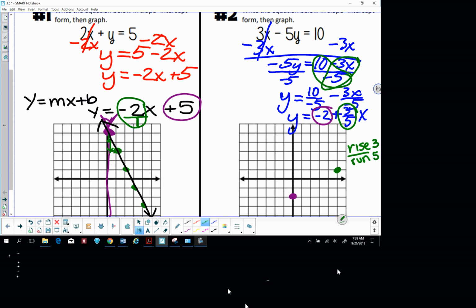And plotting. So I rose 3, and I ran 5. I always go to the right. Then I just draw a line that goes through those 2 points. And so that means any point that falls on this line is a solution, like we learned about equations. Yeah. So this was the Delta Math.